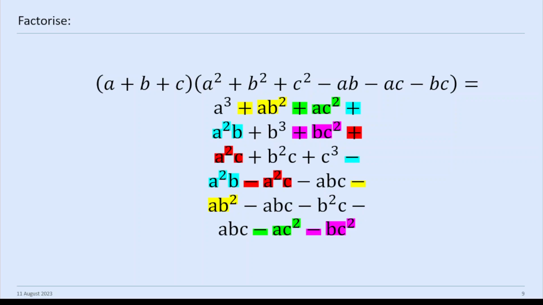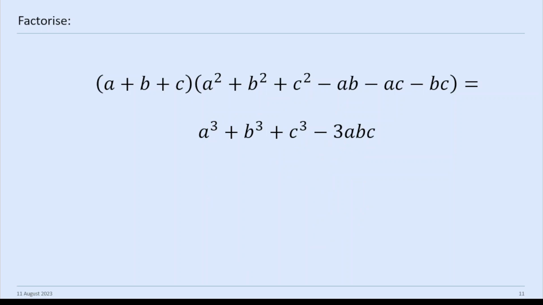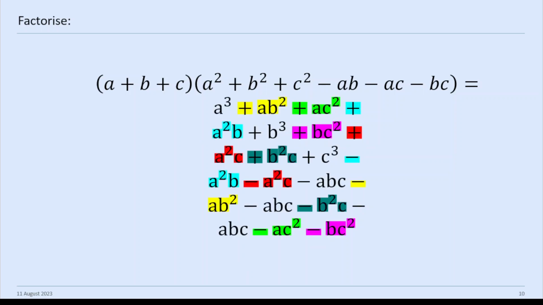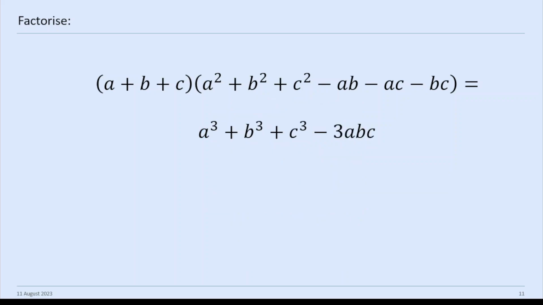Plus a squared c minus a squared c, plus b squared c minus b squared c. So all of those terms just cancel. And when they cancel, we see we're left with a cubed, b cubed, c cubed, and then 3 lots of abc. So this is just the right answer. So basically, from my instincts around symmetry, I just kind of guessed it.